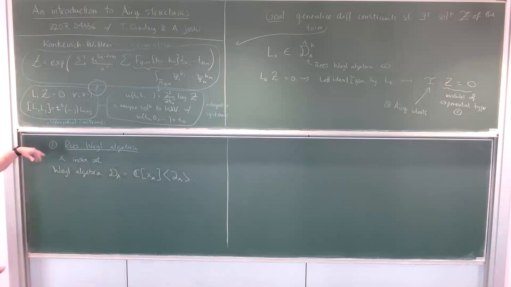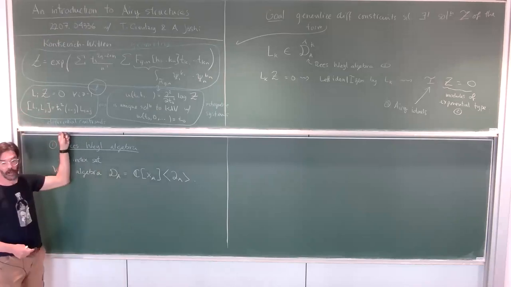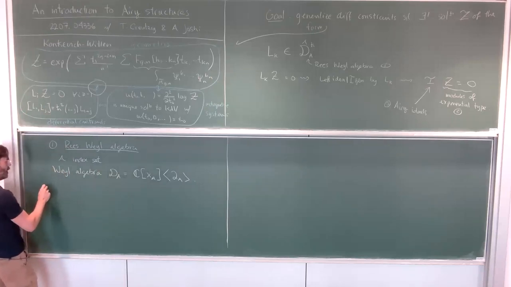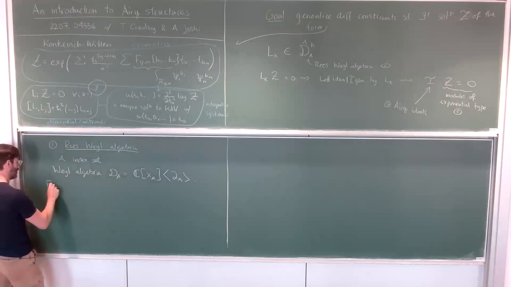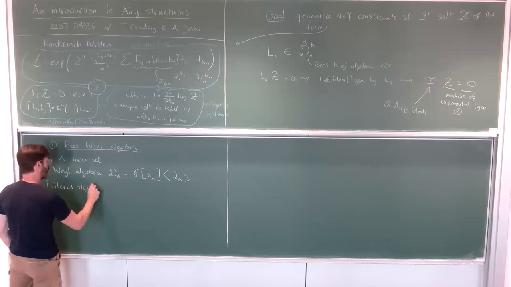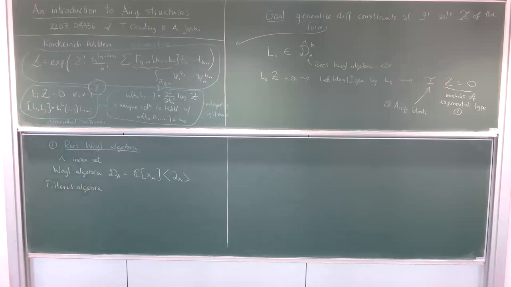But to make sense of all of that, I need to introduce this parameter h bar, which is absolutely crucial to the whole story. So I don't want to just look at the Weyl algebra. I want to make it into an h bar enhanced Weyl algebra. And the way to do it is to realize first that this is a filtered algebra. So I need to specify an ascending filtration on the algebra.